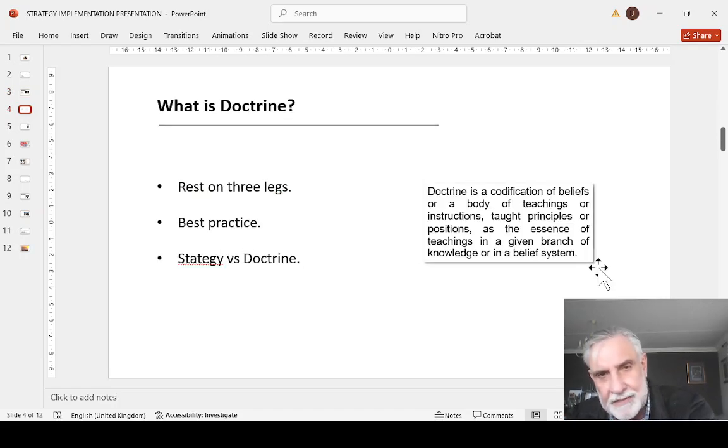Then briefly, what is doctrine? Now, doctrine also rests on three legs, but these three legs or three aspects of doctrine interact with each other in an iterative way, and it consists of theory, experience, and technology. Now, let me illustrate the concept by means of air power doctrine.